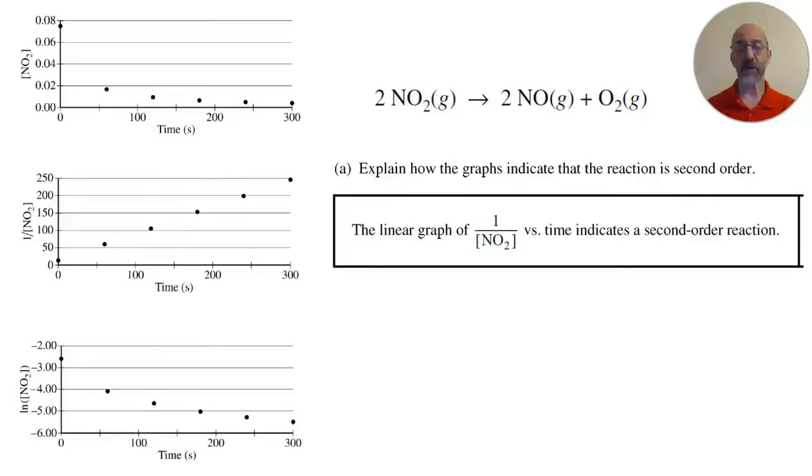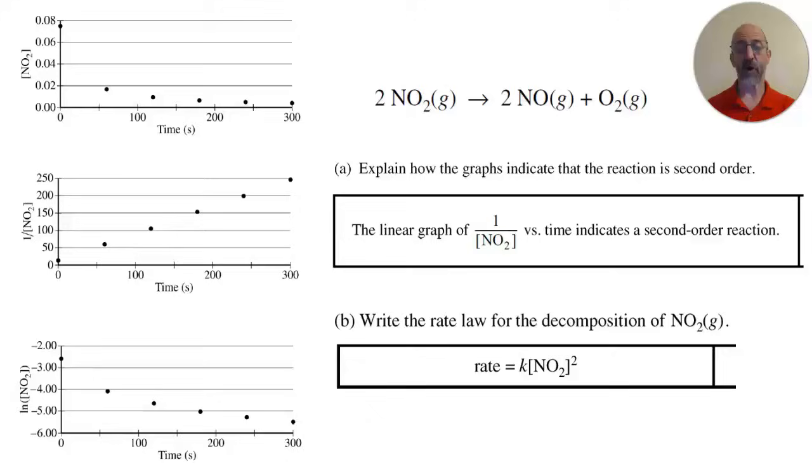second order. So the official scoring guidelines are the following. The linear graph of 1 over the concentration of NO2 versus time indicates a second order reaction. And in part B of this question, all they had to do was write the rate law. So it says in part B, write the rate law for the decomposition of NO2, and that would simply be based on that second order kinetics, rate equals the rate constant K times the concentration of NO2 squared.